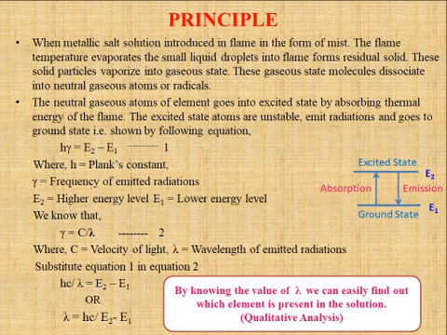When we substitute that frequency into equation number 1, we get hc divided by lambda is equal to E2 minus E1. By doing some rearrangement, we can easily find the lambda. Lambda is equal to hc divided by E2 minus E1. So here we are getting the lambda.